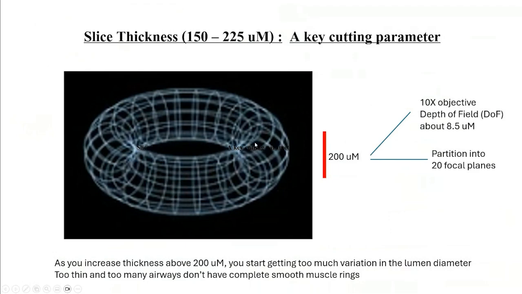So that's why I think 200 is probably ideal for a mouse, and people can go to 225. I found for monkey that 225 is ideal, and that would probably apply also to human, because monkey and human are fairly similar. But you don't want the slice to be too thick. That will give you too much of a depth of field, and then you have too many focal planes, and it becomes impossible to obtain consistent readings of the lumen diameter itself, because like I said, there's variation in the lumen diameter across that thickness.